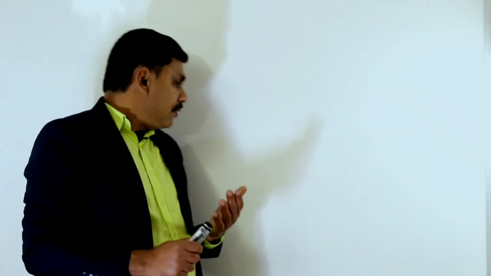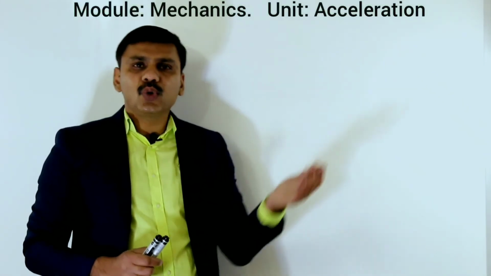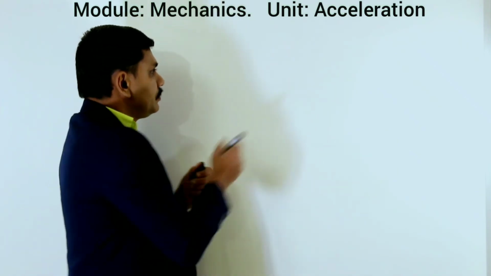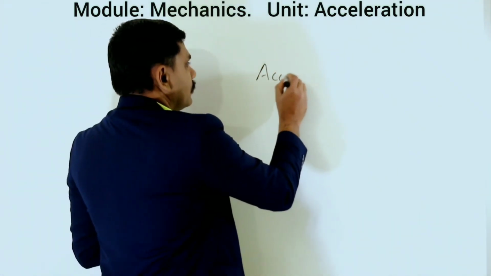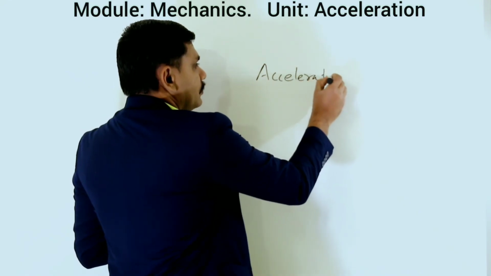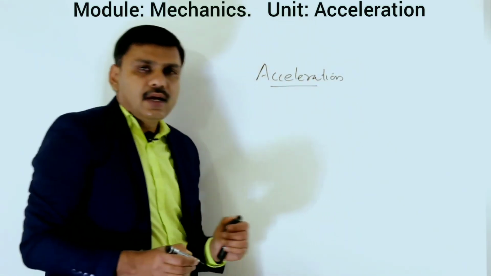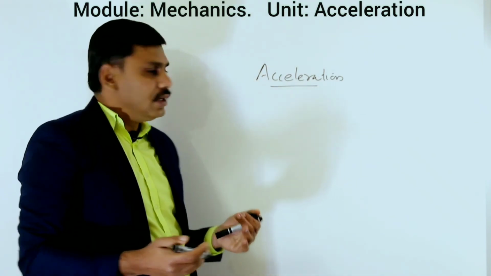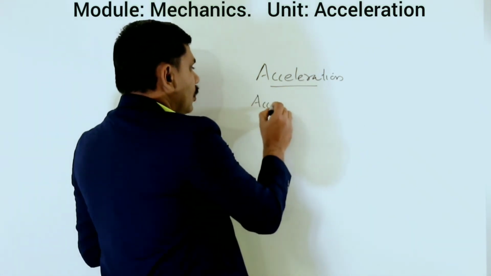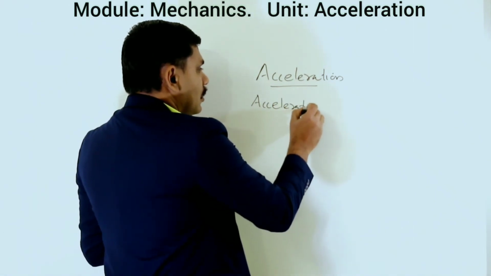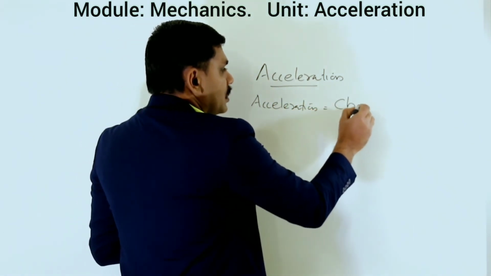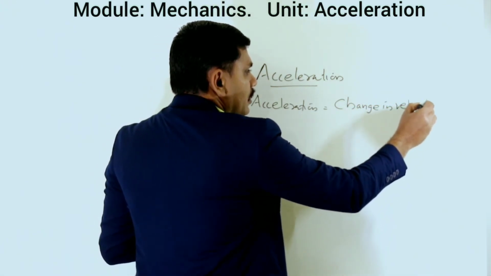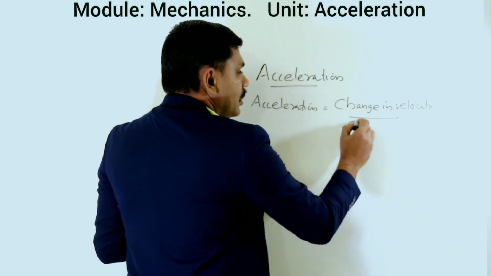In unit number 5, we are learning a new quantity, but it is familiar to you. It is acceleration. Acceleration you are normally deriving from velocity. Acceleration is normally change in velocity divided by change in time.